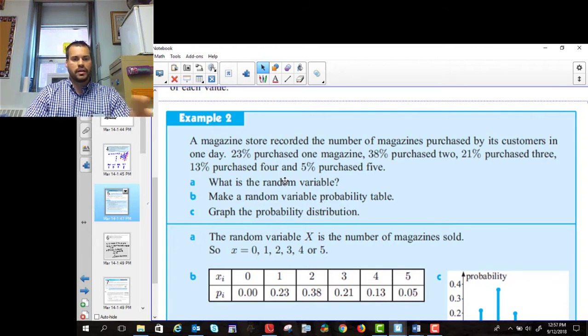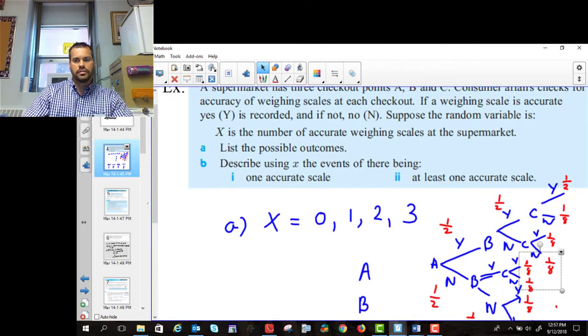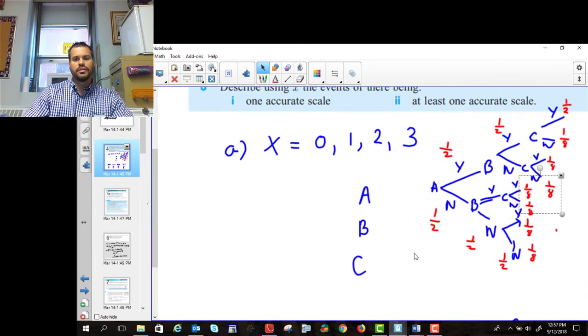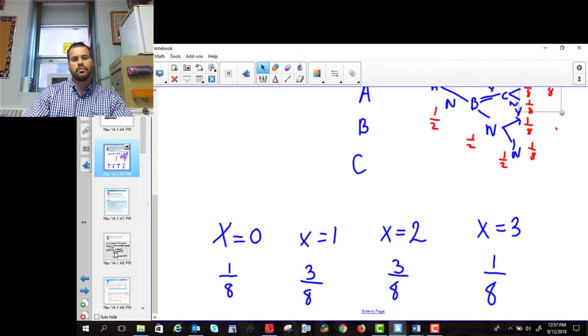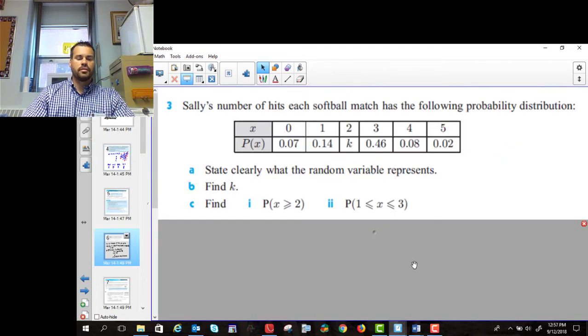You could figure out, okay, well, I could have one 4, I could have two 4s, I could have three 4s, I could have no 4s, and you could figure out the probability of each one using a tree diagram, like we did back here, right? We actually used the tree diagram, took the probabilities, and then made the probability distribution table. So sometimes you're going to be given the probability distribution table, sometimes you're going to have to make it.